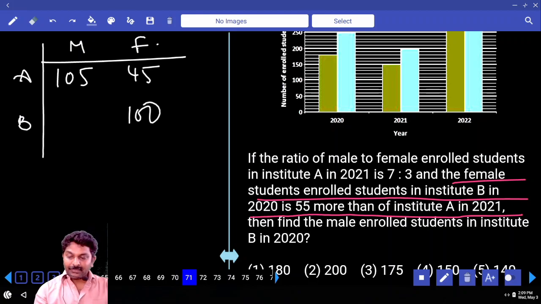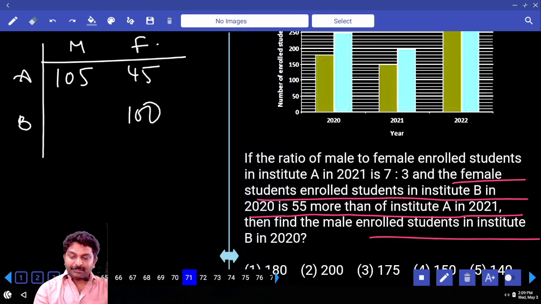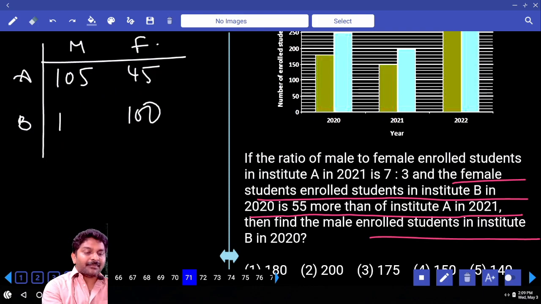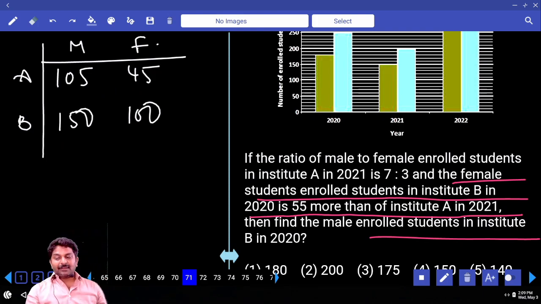Come on. Find the male students enrolled in B in 2020. B in 2020. Total how many people are there? Out of 250, if 100 are female, 150 are male only. Fourth option.